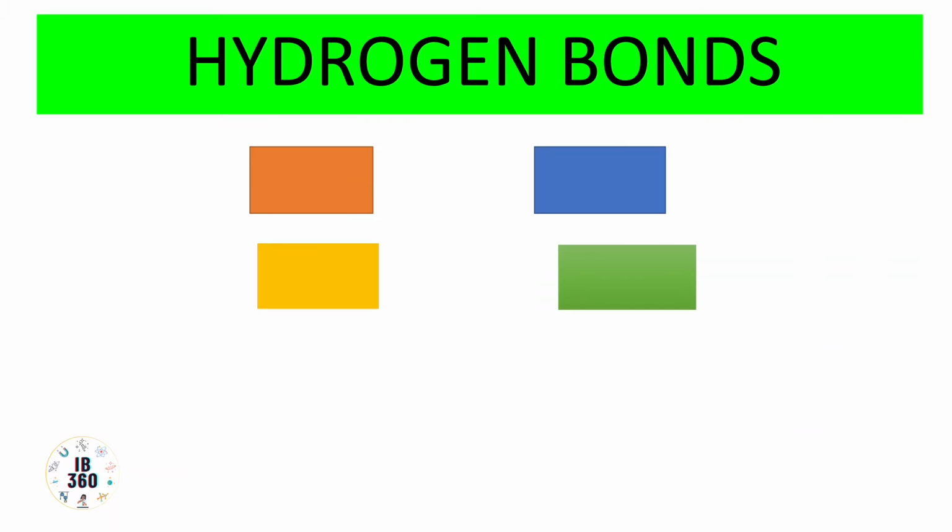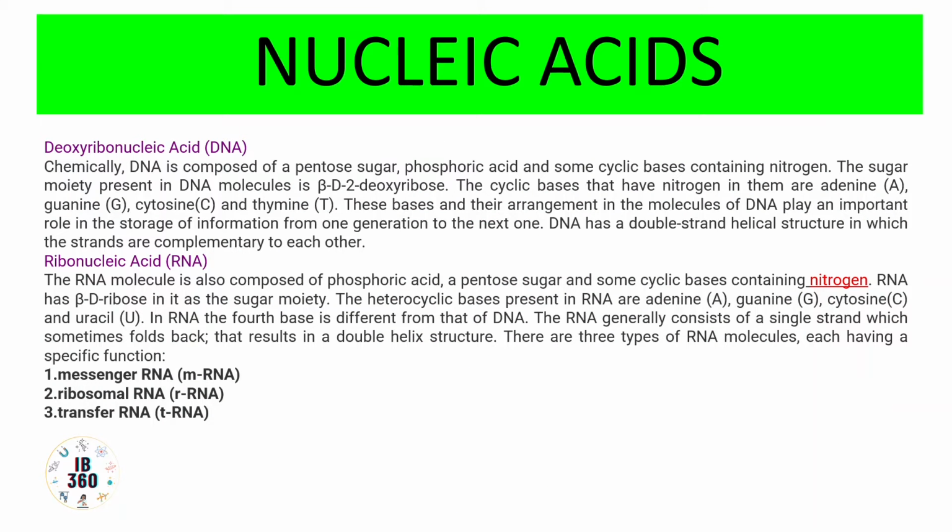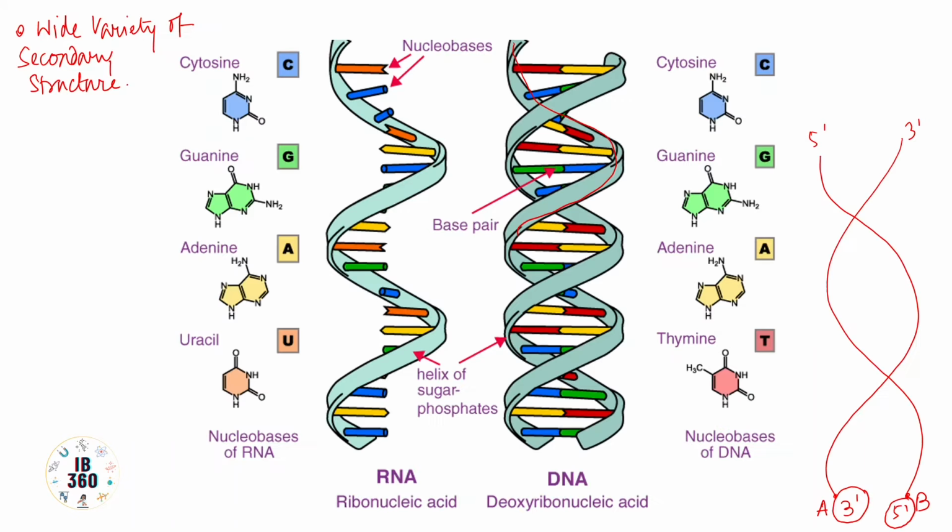See, these four boxes which I have made represent nitrogen bases, and there are 4 types of nitrogen bases in DNA: adenine, guanine, cytosine, and thymine. These all are cyclic compounds. What are nitrogen bases? They are cyclic compounds, and they have nitrogen in them, so they are known as nitrogenous bases. And see, these are their structures. This is cytosine, this is guanine, this is adenine, and this is thymine.